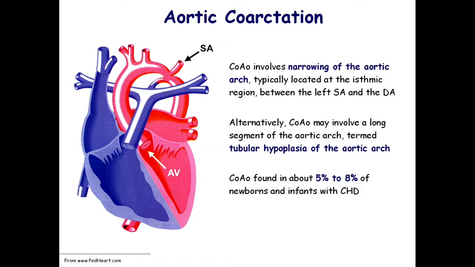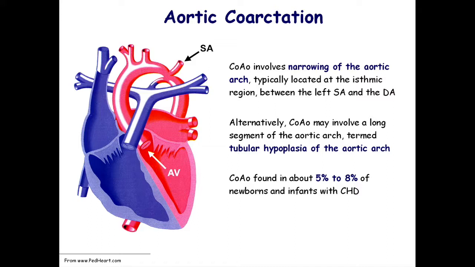But we will try to see what the classic presentation of coarctation looks like in our ultrasound exam, and more unusual cases as well. So aortic coarctation, by definition, is the narrowing of the aortic arch, typically narrowing of the aortic isthmus. This is the region between the left subclavian artery and the ductus arteriosus. Sometimes the narrowing may include not just one local place but the entire aortic arch, and can be termed tubular hypoplasia of the aortic arch.